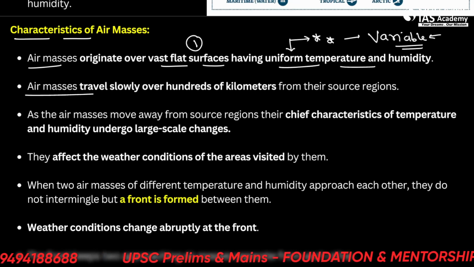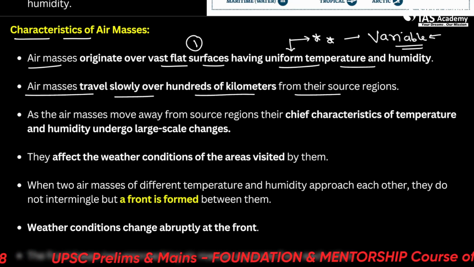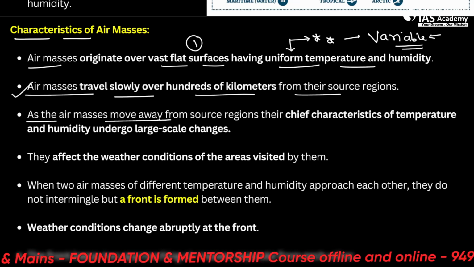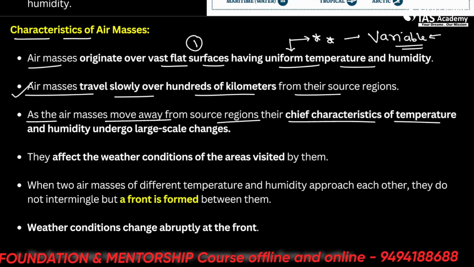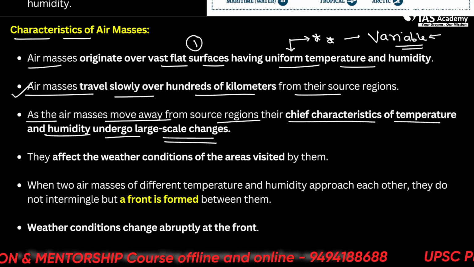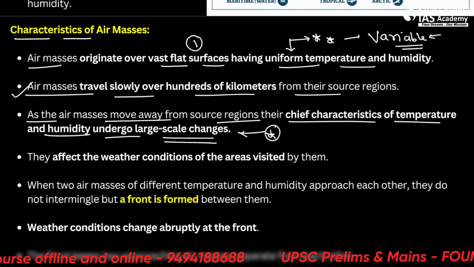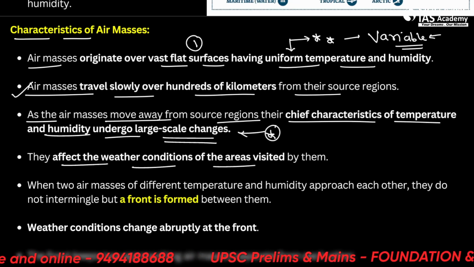Air masses travel slowly over hundreds of kilometers from their source region. So this is very natural, no need to remember. As the air masses move away from the source region, their chief characteristics of temperature and humidity undergo large scale changes. So this also you must remember as a statement. They affect the weather conditions of the areas visited by them.